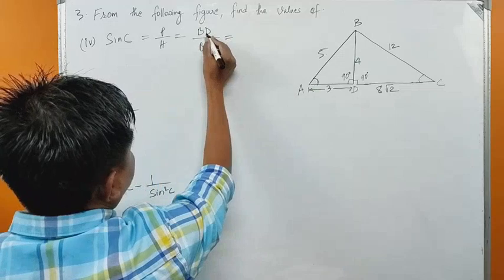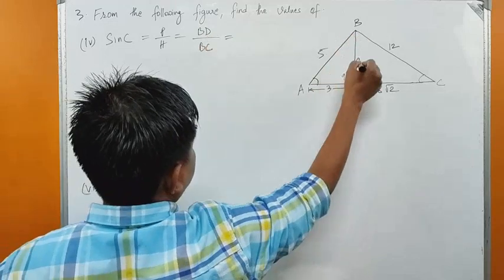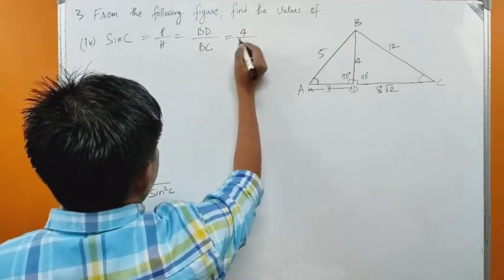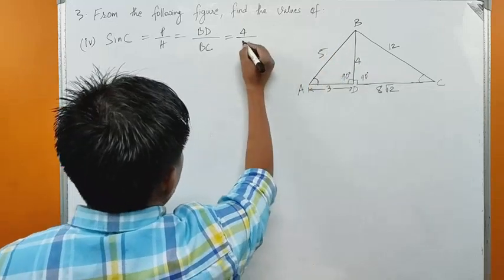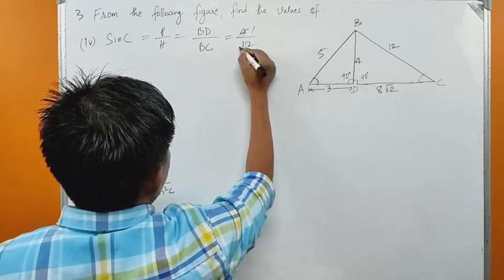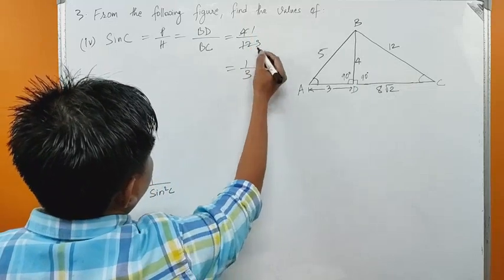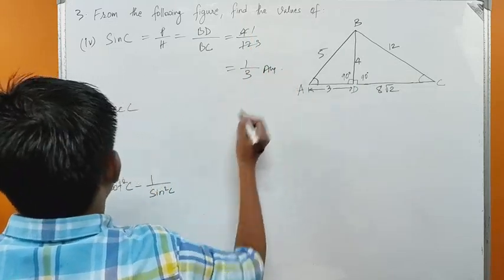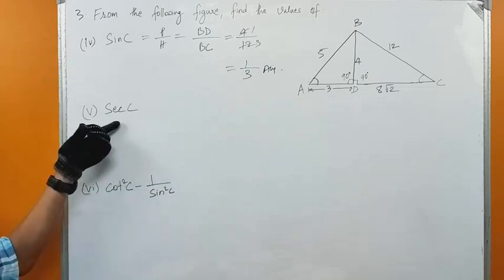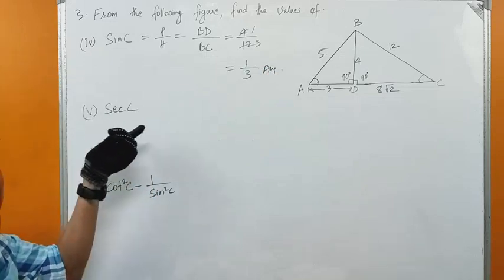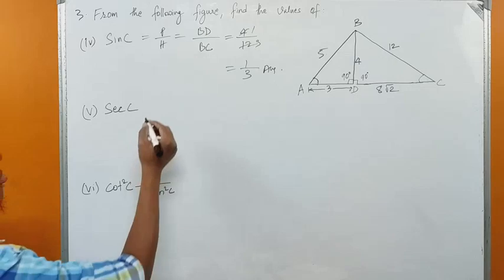So let's put the value of BD. BD is 4, given to us, and BC is 12. So 4 ones are 4, 4 threes are 12. This gives us 1 upon 3. 3 is in the denominator, okay. So 1 upon 3. Now let us solve question number 5, sec C.